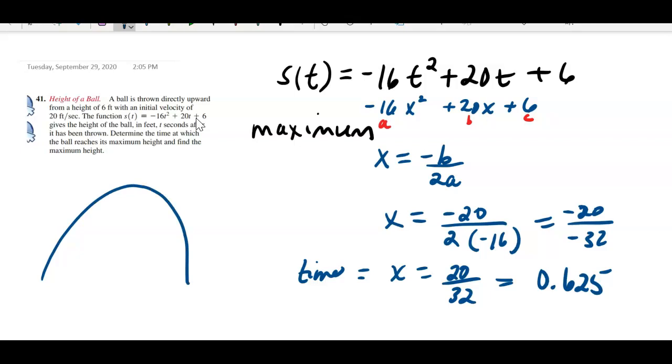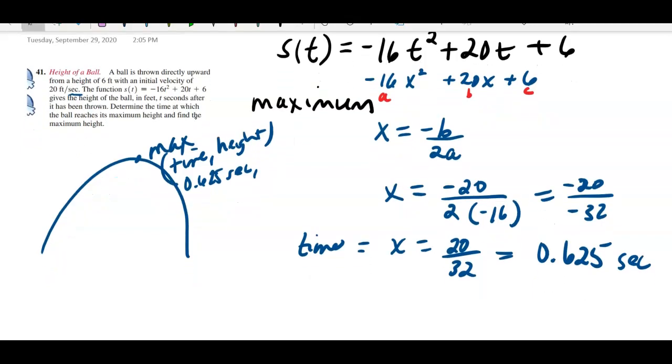So our graph looked like a U. Here's our maximum height, or our maximum. So we have this represented by time, comma, height, right? So the time at which it reaches its maximum height is what we just found, 0.625, and it's measured in seconds. Okay, and if we want to find the actual height that the ball has reached at this unit of time, we need to substitute the 0.625 back into our function.